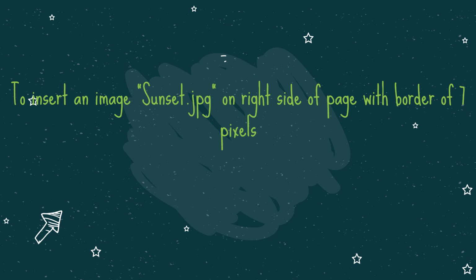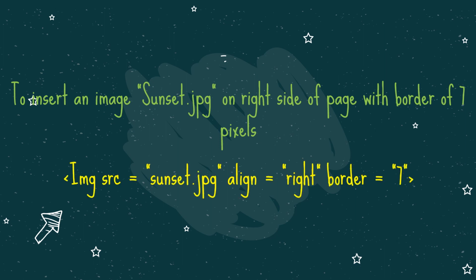So we will write img src equals to sunset.jpg, that is the source of the image, then align equals to right to specify the align position of the image, then border equals to 7, that means specify the width of the border as 7.